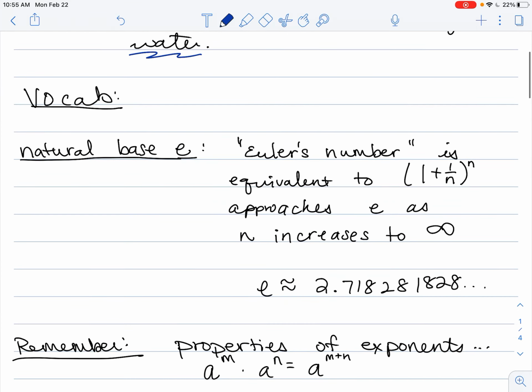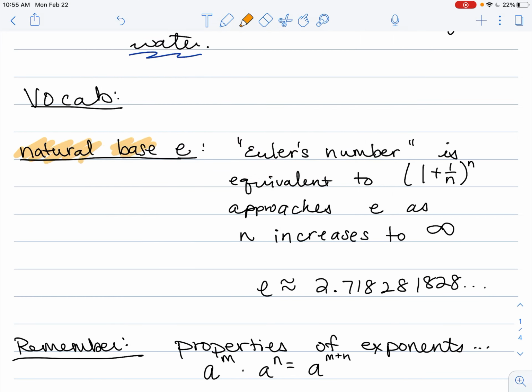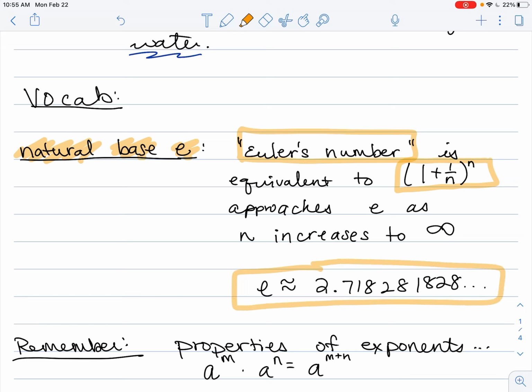So first of all, we need to know what is the number e. The natural base e is Euler's number, which is equivalent to 1 plus 1 over n to the nth power, which is the value of e as n increases to infinity. So you take that value and you keep plugging in values all the way to infinity, and it becomes e, which is approximately 2.718281828, and it goes on forever, okay?